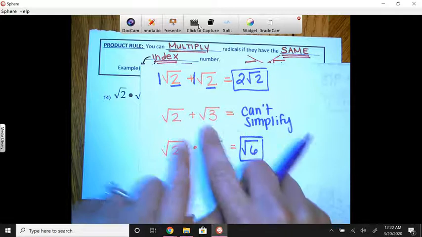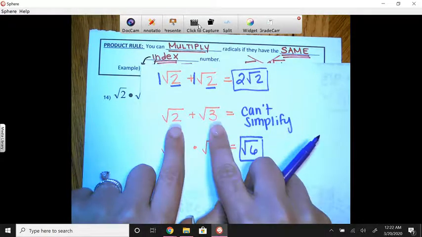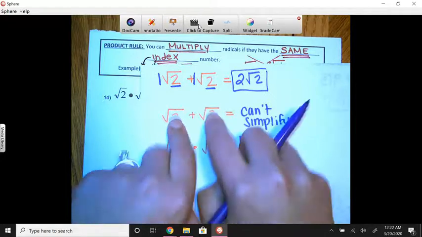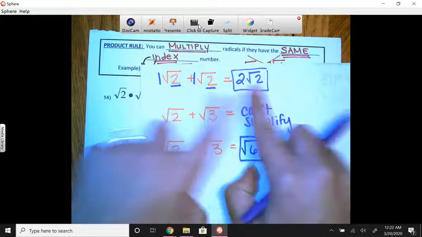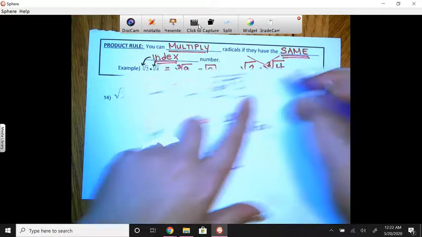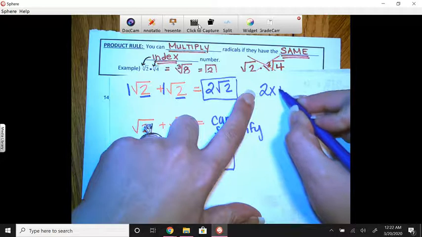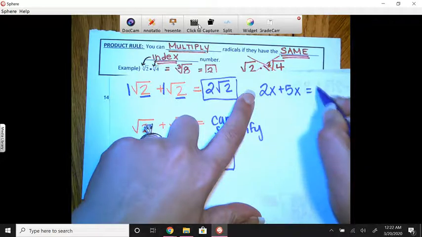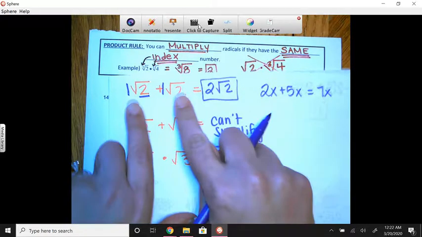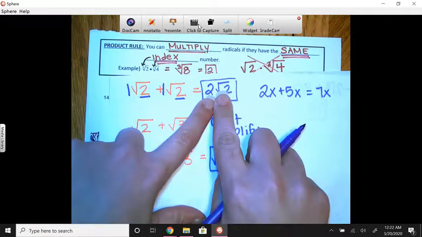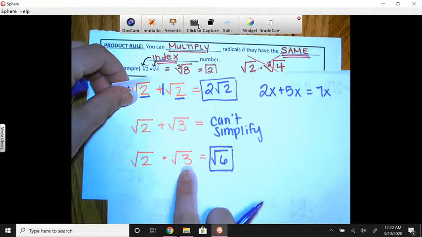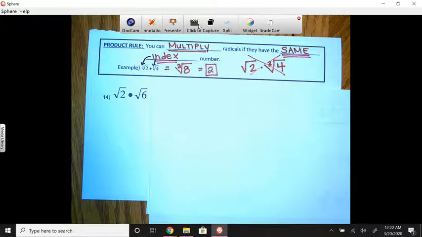So again, when it says to add or subtract, they have to match, and we are never actually adding the numbers inside the radical. So we did not add 2 plus 2 and get 4, we kept it the same, just like we would with like terms. If we have 2x plus 5x, it's 7x. We don't do anything with the x part. So it's just like that when you're adding radicals. But when you're multiplying, they can be different. So let's go ahead and take a look at this example here.